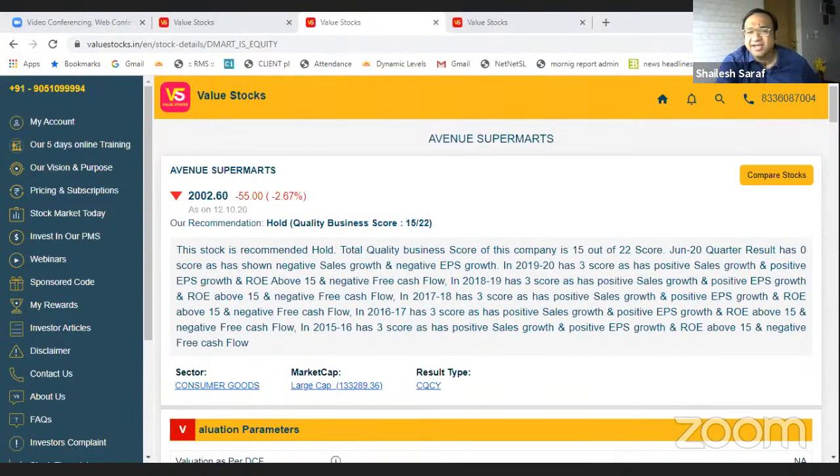Avenue Supermarket. Again, 15 out of 22. Pretty good score, very good score, good company. But right now it is in hold because again, because of COVID, sales and profit have fallen sharply. So definitely you have to be careful about Avenue Supermarket right now.